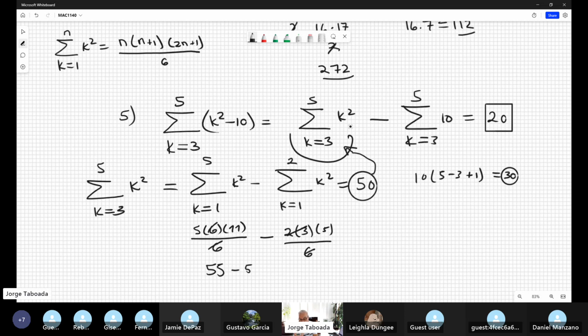Of course, you don't need to memorize the formulas. You only have them in your notebook, and you use them in the moment you need. Okay? No problem.